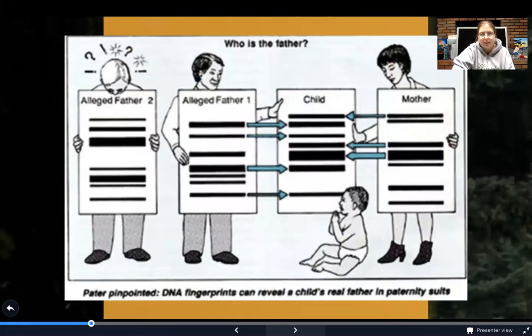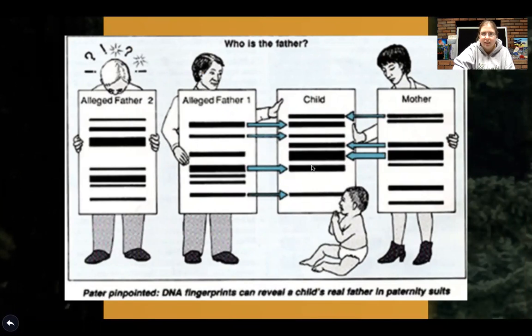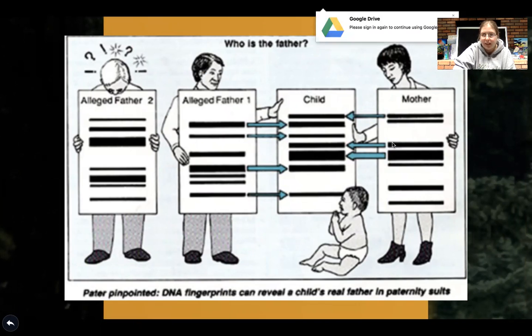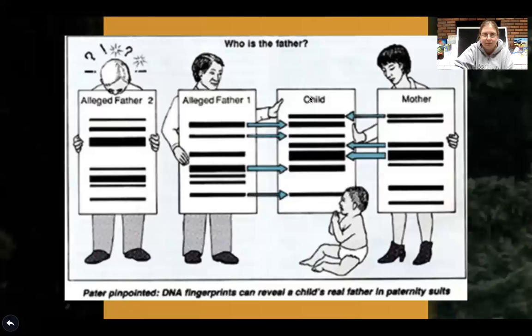Let's see, so paternity tests. For instance, here we go. This is the child's gel electrophoresis. So these are where the fragments were in the gel from the baby's DNA. Here's mom's. We can see that baby has a lot in common with mom, which we would expect because baby is related to mom. There are two possible fathers.